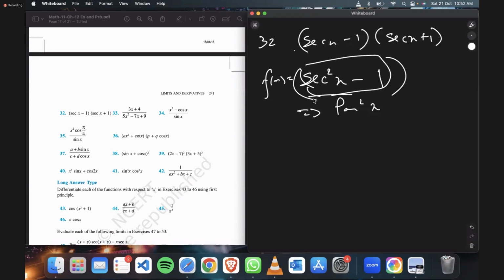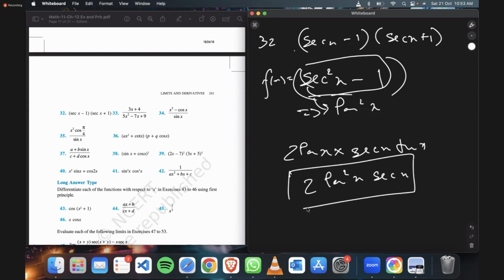It was clearly visible to me, I couldn't help it, I had to write it like this: tan squared x. Now if you differentiate, the derivative of tan x is sec x tan x. So what am I going to have? 2 tan squared x times sec x. Alright, so this is your final answer. Let's move on further.